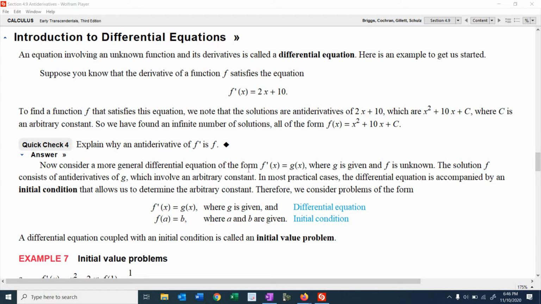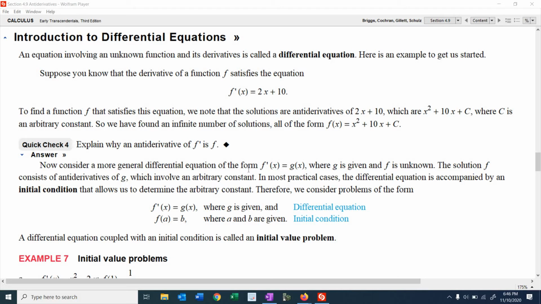Hello again. In this video, we're going to talk about differential equations. Now, there's actually an entire course on differential equations because there are so many different types of differential equations. But in this video, we're going to focus in on the most basic types of differential equations. So first of all, what is a differential equation?